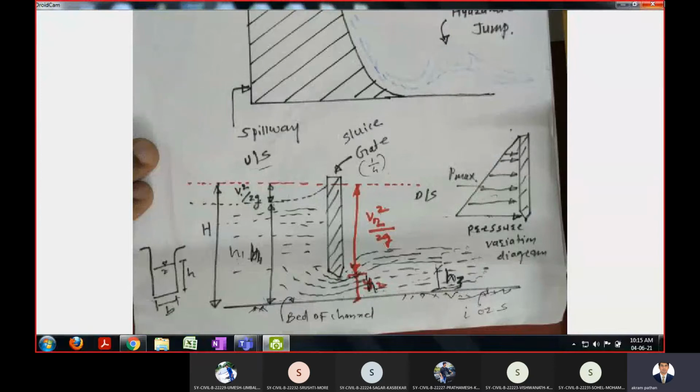One channel is Paithan left bank canal and another is Paithan right bank canal. So PLBC and PRBC. These two channels we have, and through these channels we have to supply the water for irrigation. Now, for example, if you want to supply the water for 20,000 hectares of irrigated land, how much discharge do we have to release by opening the gate?